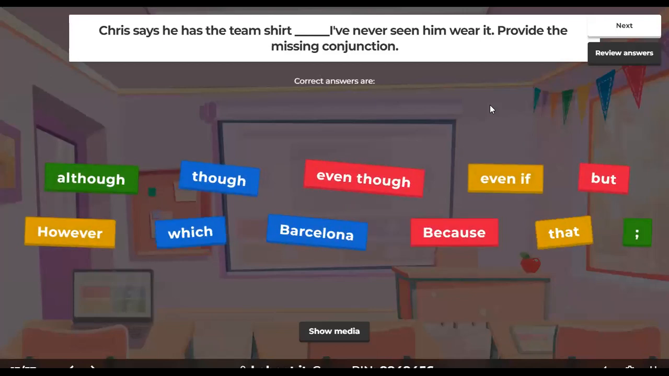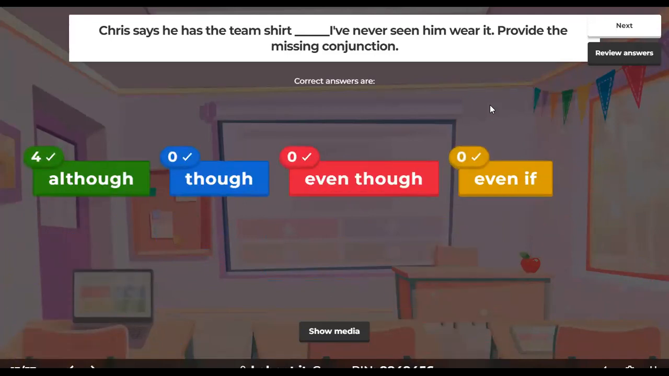We have all types of conjunctions here. There are only three of them, guys. So we can say although, though, even though, or even if. Because this sentence is based on a contrast. Chris says that he has the team shirt, although I've never seen him wear it. We cannot use but here simply because we don't have a comma, and I told you that we use a comma before coordinating conjunctions. So here we need to use a subordinating conjunction. It could be although, though, even though, or even if, one of them.